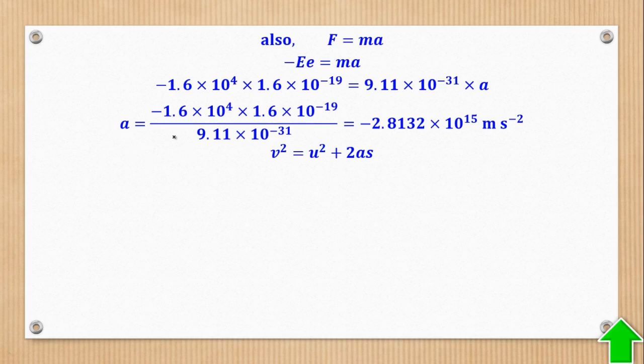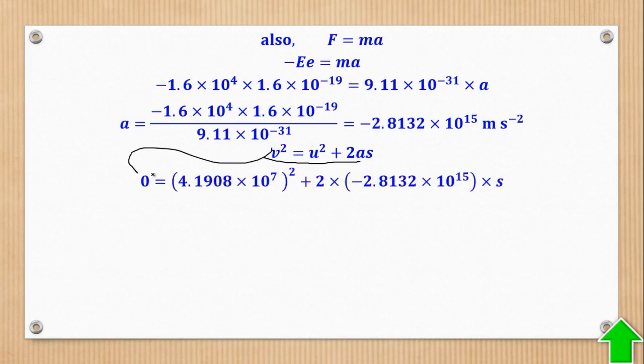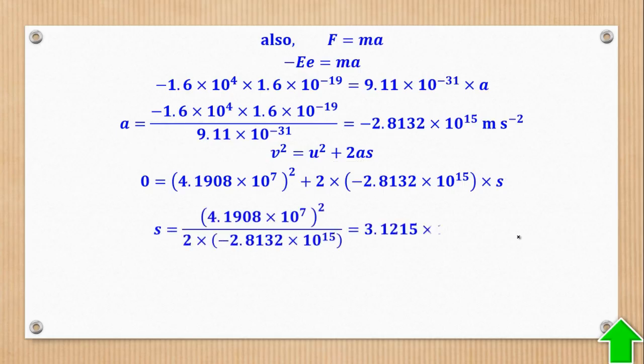Okay, now that I've got acceleration, I can use the third equation of motion. v squared is equal to u squared plus 2as. Final velocity is 0. That's what was given in the question. Initial is this one, which we got in the previous slide. Acceleration is that with this negative, and s is what we want. So when I make s the subject, I'll come up with this as the answer they wanted.